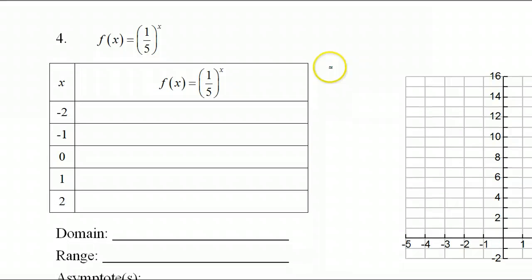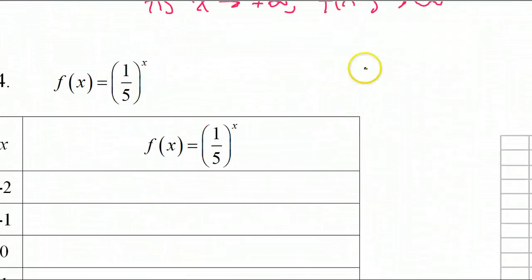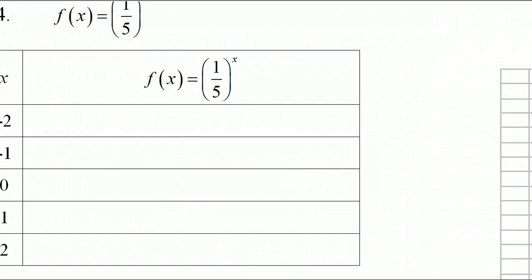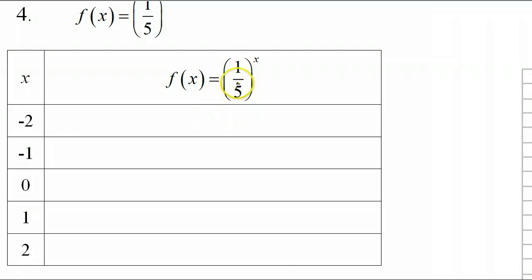Okay, number 4. All right, one more problem. Please remember to do this without a calculator. Do not use your TI-30XS MultiView for this. So if we are supposed to do an x value of -2, that means I've got 1/5 to the -2 power. Remember, when you have a fraction with a negative exponent, you can simply do the reciprocal. So this is going to give you 5 to the +2 power, which is 25.